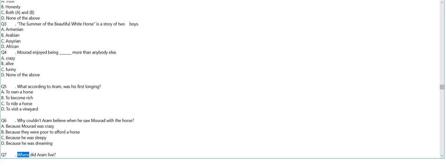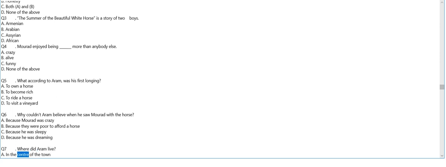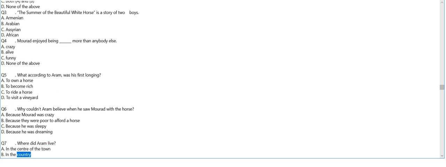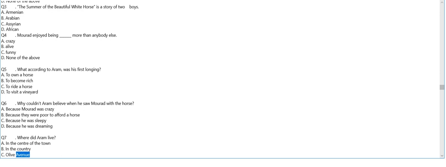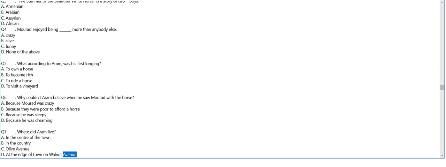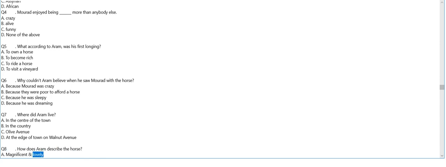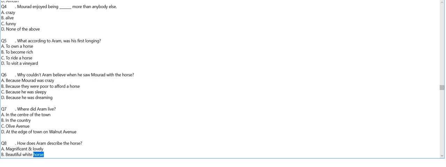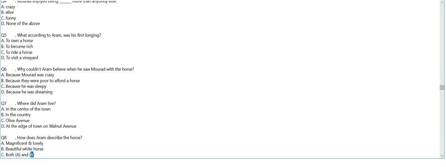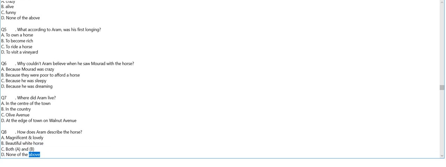Q7. Where did Aram live? A. In the center of the town. B. In the country. C. Olive Avenue. D. At the edge of town on Walnut Avenue. Q8. How does Aram describe the horse? A. Magnificent and lovely. B. Beautiful white horse. C. Both A and B. D. None of the above.